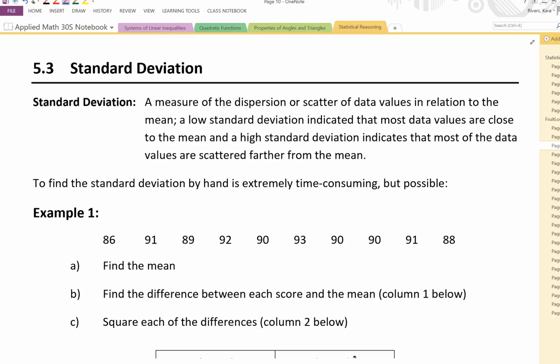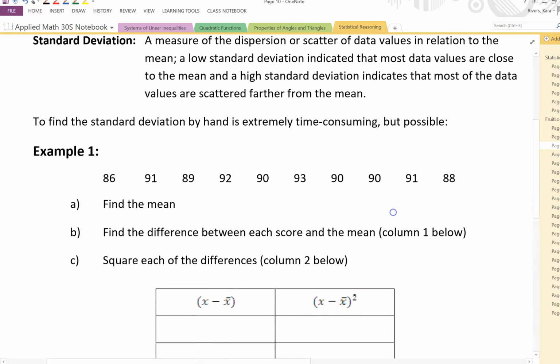To find the standard deviation by hand is extremely time-consuming but possible. So in example 1, I'm going to show you where this is coming from. We're going to go through and find the standard deviation of this list of data by hand. It is one of the values that will come up when we do our single variable statistics in our graphing calculator, and we will be using that in class, but it's important that you know where this is coming from.